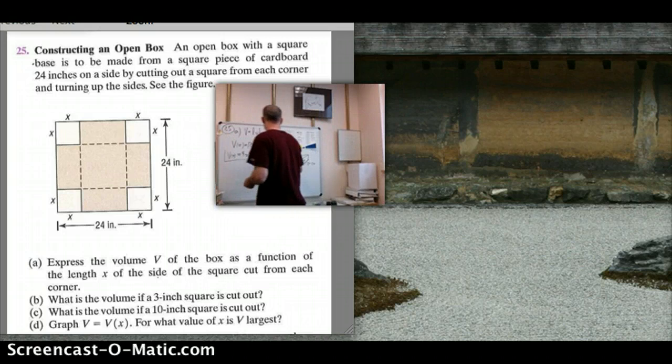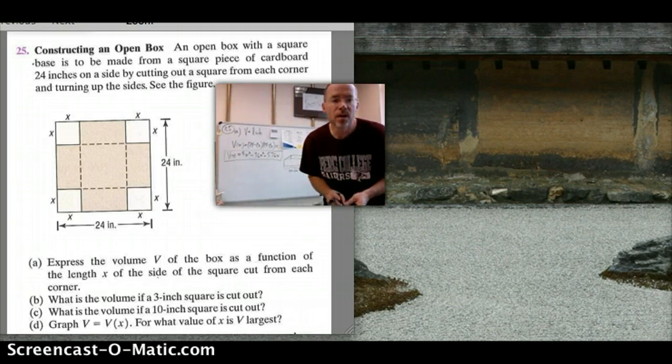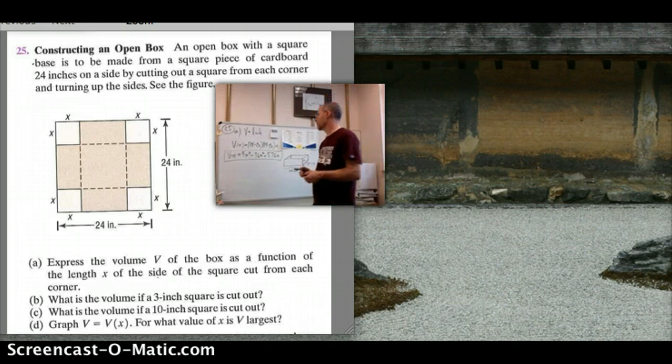And that would be a good answer to part A there. Let's see what else we're supposed to do. Part B, what's the volume if a 3-inch square is cut out, and what is the volume of the box if a 10-inch square is cut out?